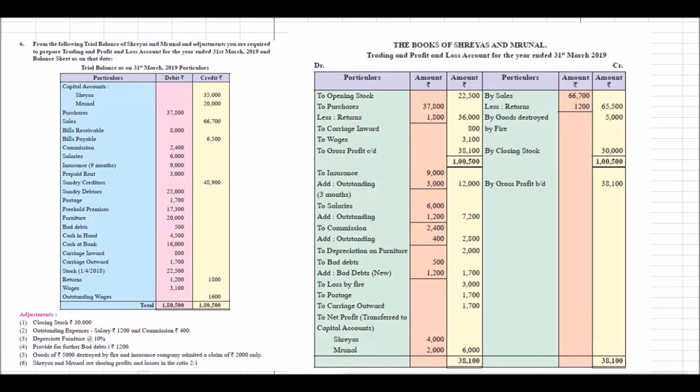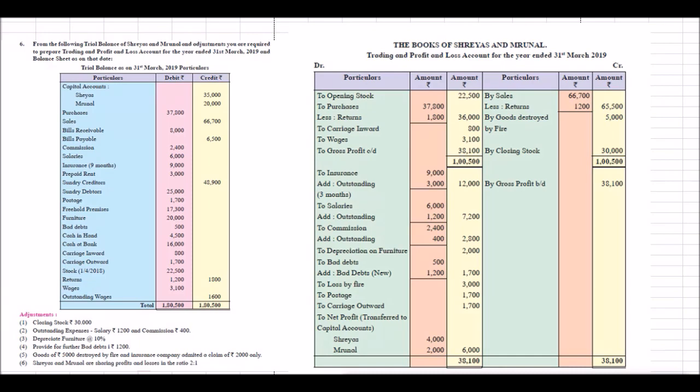Next is purchases. How much are purchases? The purchases amount is 37,800 rupees. So 37,800 rupees will come here. Purchases are entered here, 37,800 rupees. Next we have less returns, purchase returns, 1,800 rupees.